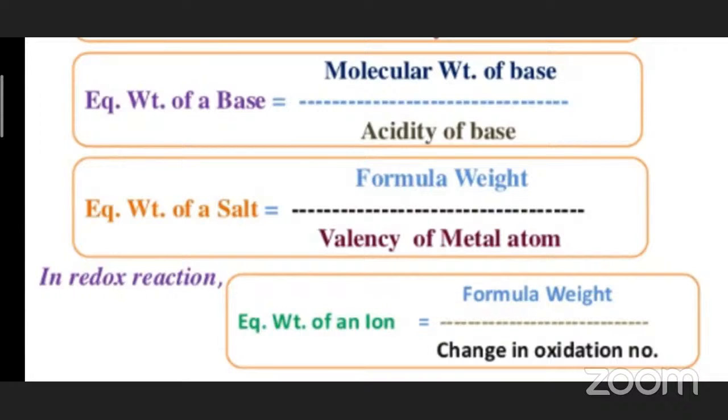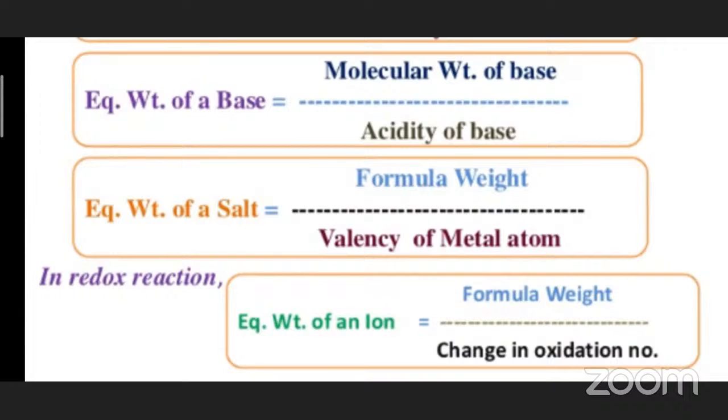For acids we say basicity of the acid. For bases we say acidity of the base. So what is the acidity of a base? The number of replaceable OH minus ions. One example we have just discussed is sodium hydroxide, NaOH. Let us take another example. Magnesium hydroxide, you have learned. What is its use? Magnesium hydroxide is used as an antacid, to treat acidity. What is its formula? Mg(OH)2, magnesium hydroxide.